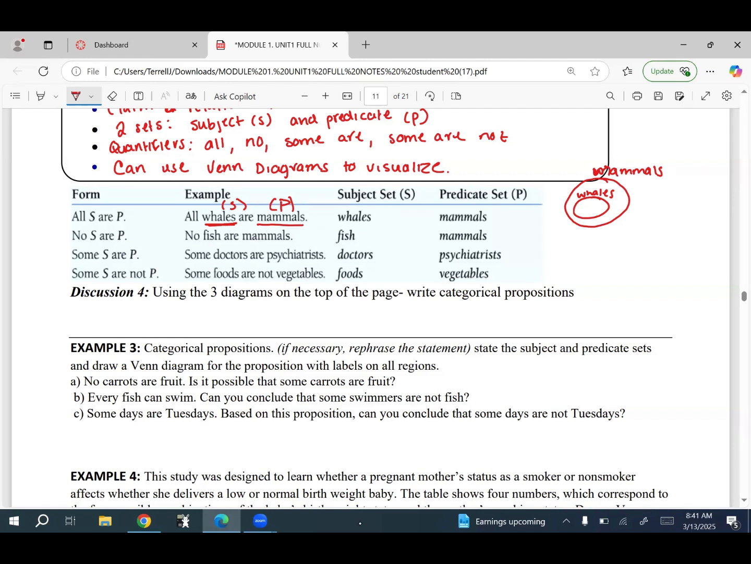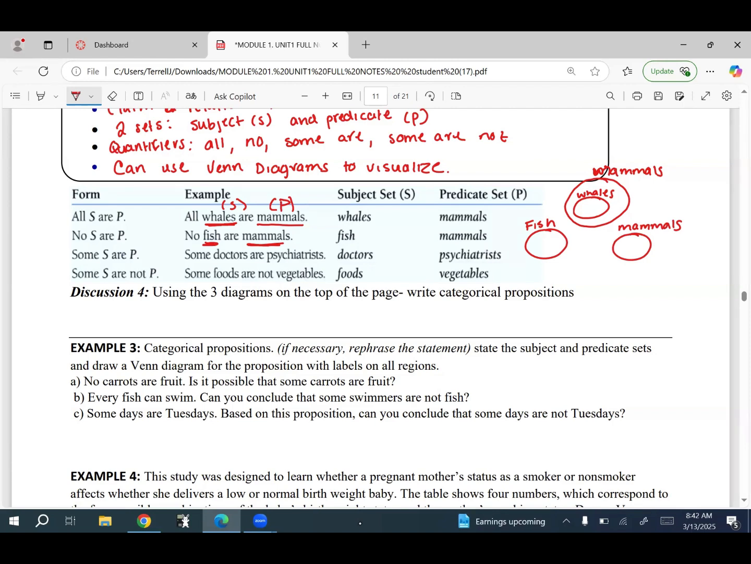No fish are mammals. So we have fish is our subject, mammals is our predicate, and no fish are mammals implies that these are two disjoint sets. So for instance, you would have two sets, fish and mammals, and they have nothing in common. They are disjoint.